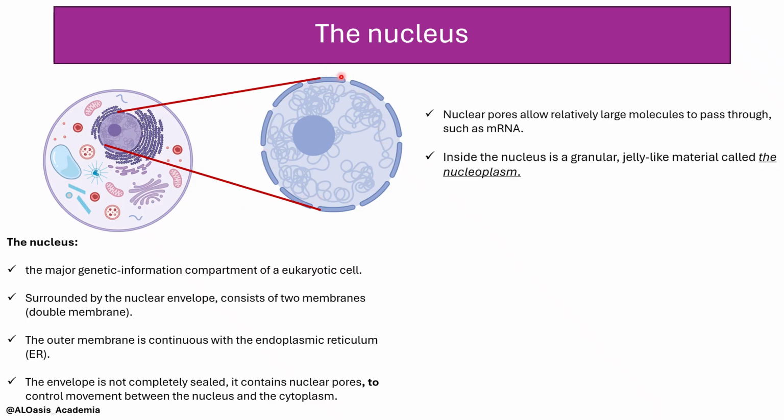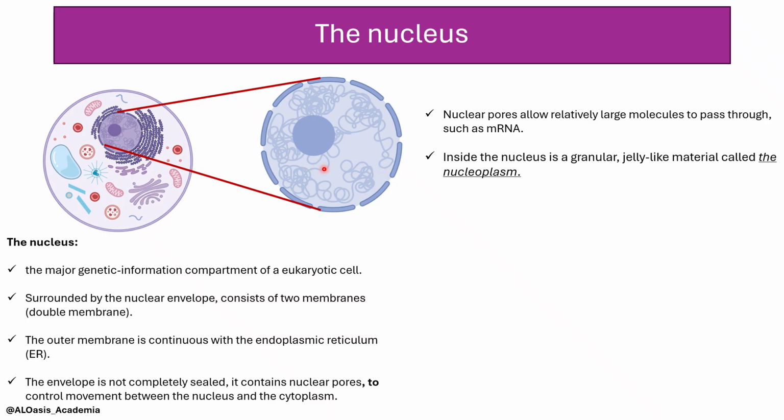So as we said, these are called the nuclear pores, and they allow relatively large molecules to pass through the nuclear envelope. An example of these molecules is messenger RNA. To understand what messenger RNA is and the different types of RNA we have in a eukaryotic cell, I have a whole video on my channel. Have a look at that, watch it. You will learn a lot from it to understand how mRNAs are made and what other different RNAs we have in the eukaryotic cell.